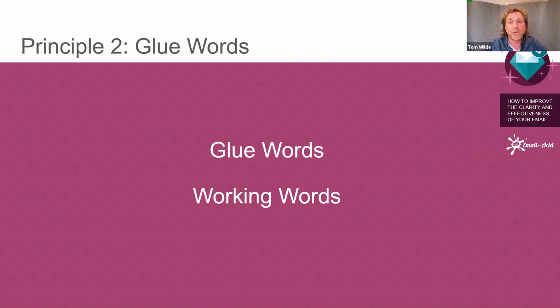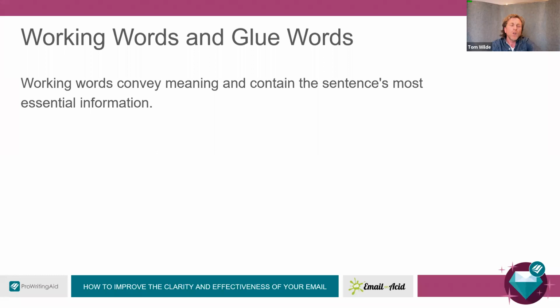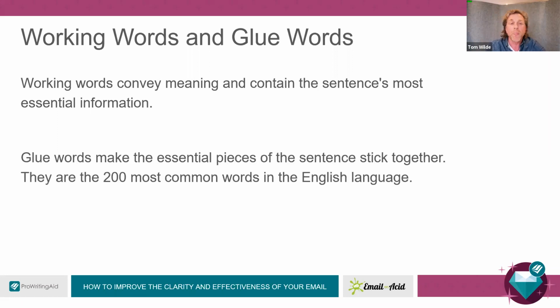Let's move on to number two, glue words. Okay, again, this is another slightly addictive one, believe me. Right, two types of words. There's glue words and there's working words. Let's have a look at what they are. So, working words convey meaning and contain the sentence's most essential information. What do glue words do? Well, they make the essential pieces of information stick together. And they are the 200 most commonly used words in the English language. We'll get there. So I'll show you what I mean and how we spot these in a sentence.